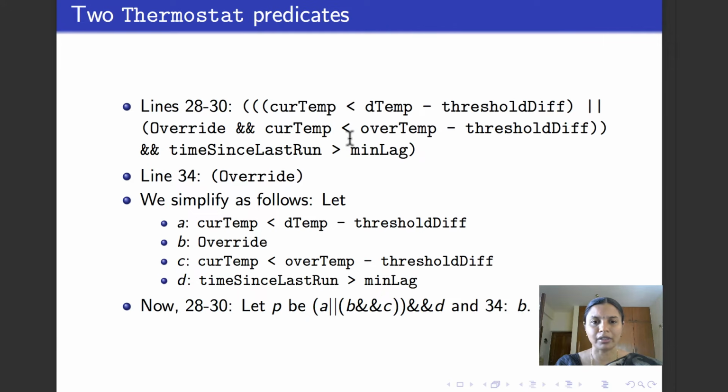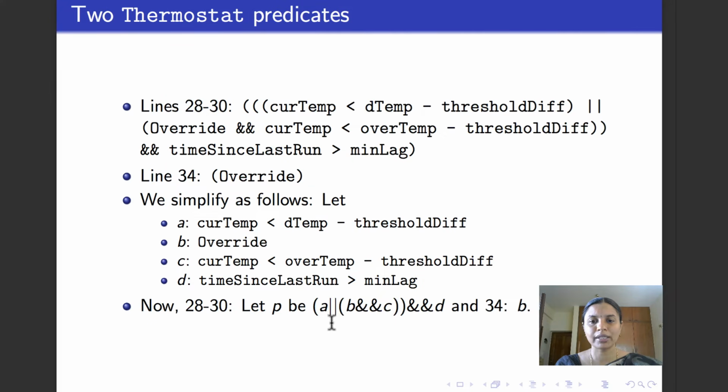So let's simplify it. We call A this: current temperature is less than D temperature minus threshold difference. We call B override. We call C this clause: the current temperature is less than override temperature minus threshold difference. And we call D time since last run greater than min lag. So there are four clauses: A, which is the first one, B, override, C, which is the third one, and D, which is the fourth one. Now the predicate looks readable in the notation that we are used to understanding it.